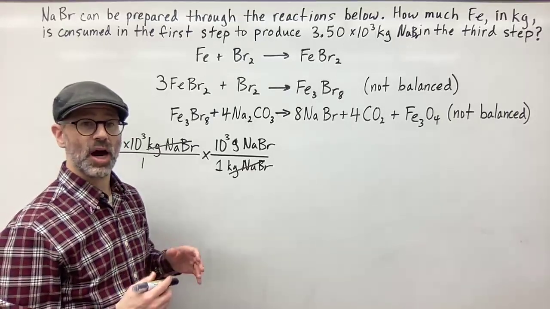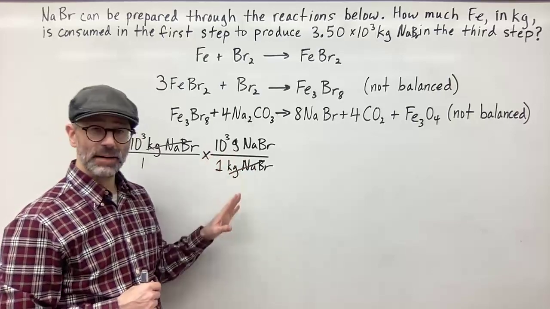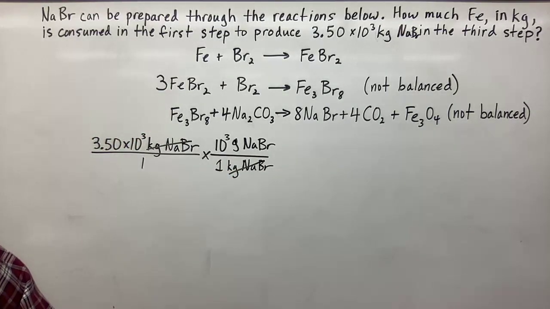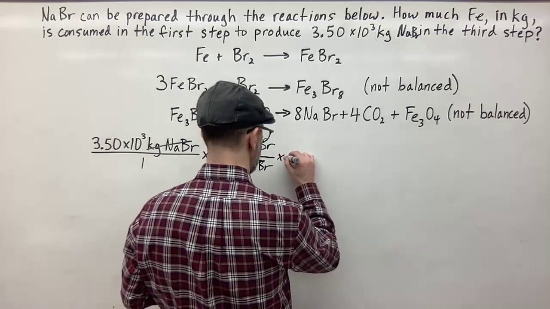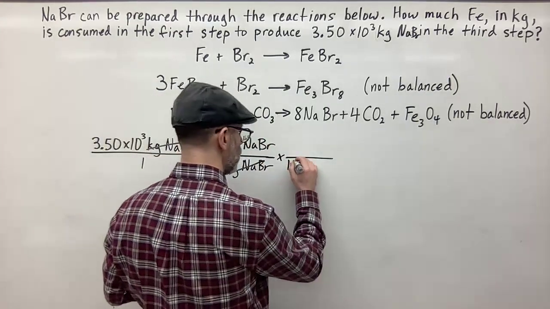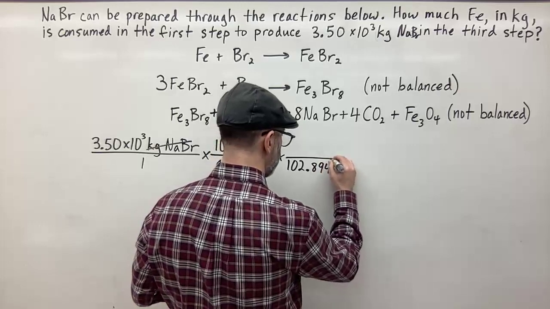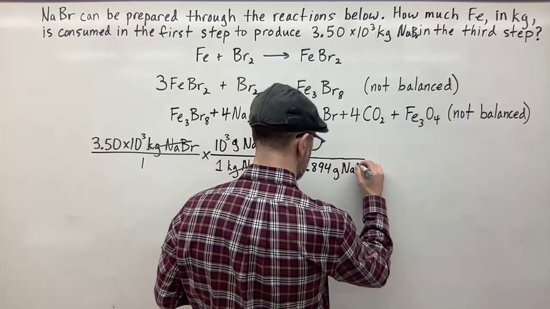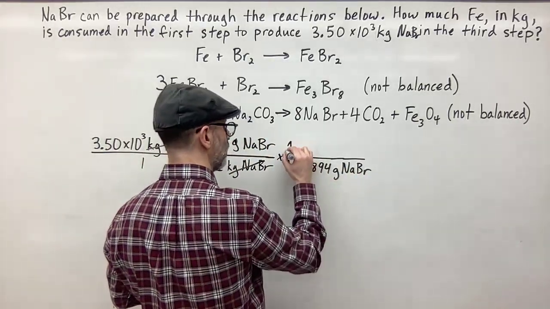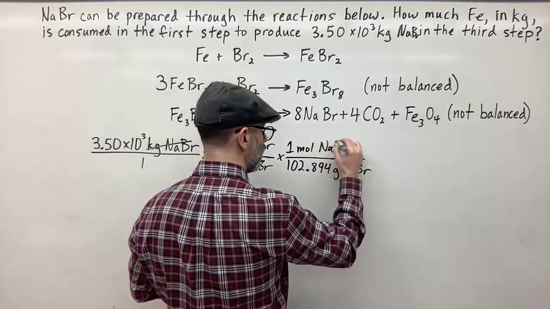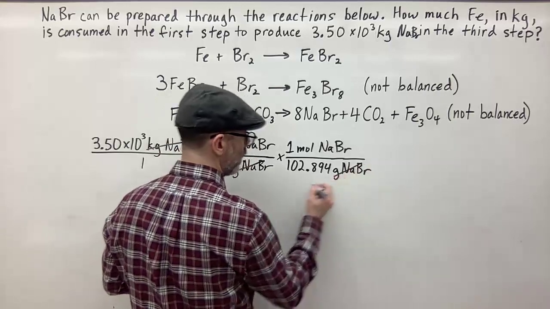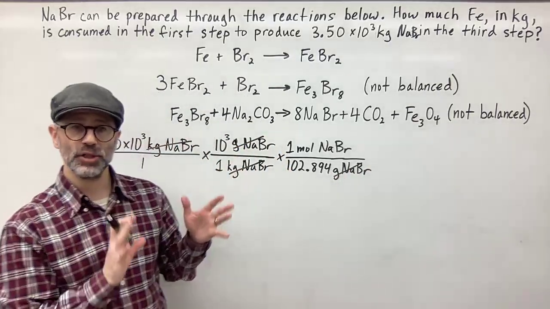Now I can use the molar mass of NaBr to convert to moles. Anytime you have grams and you want to convert to moles, you use the molar mass. So you calculate the molar mass of NaBr, and that's going to be 102.894 grams of NaBr. And then that's going to be on the bottom because I have grams of NaBr on top. I want that to cancel, so I'm going to put it on the bottom here. And then I'm going to put 1 mole of NaBr on top. And let me double check 894. That is correct. So now the grams of NaBr are going to cancel out. Now I have moles. Now I'm done with the first part of my stoichiometry problem.